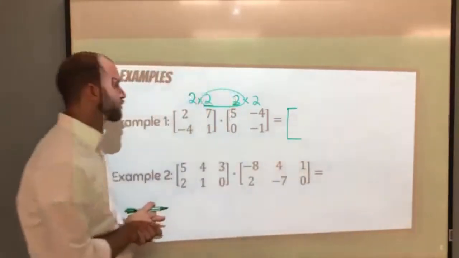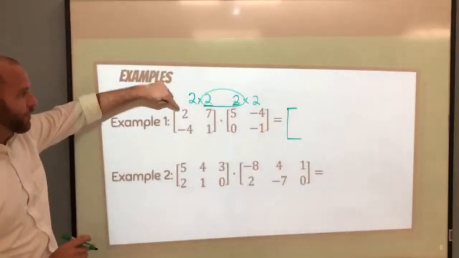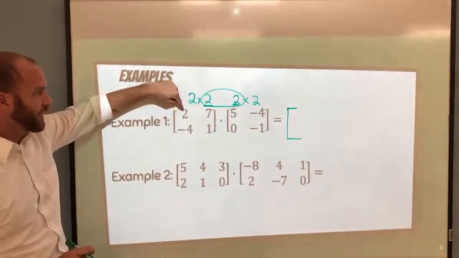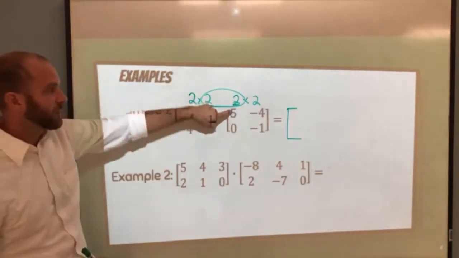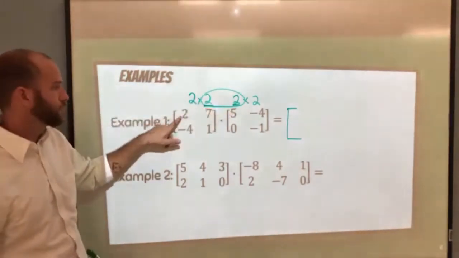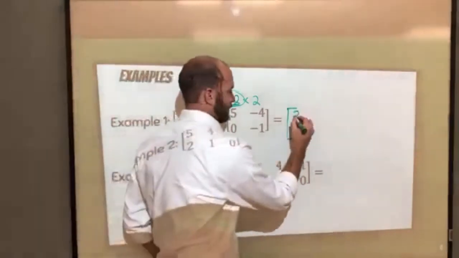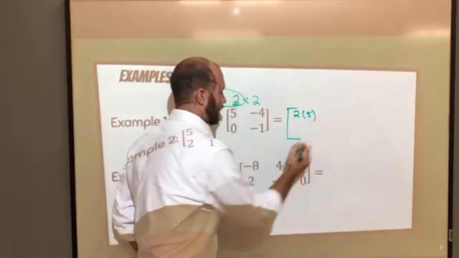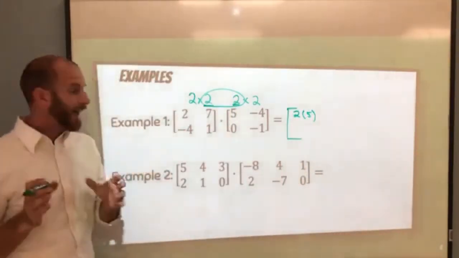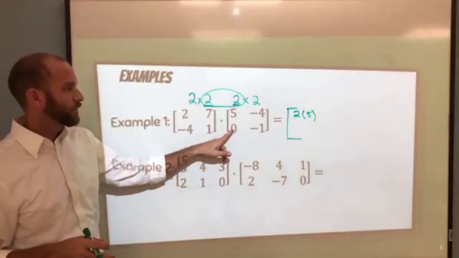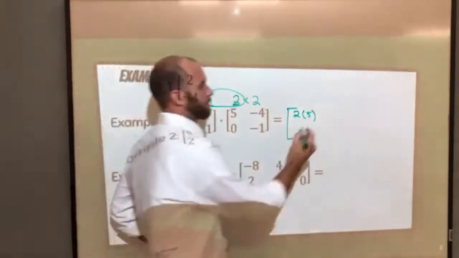We'll go ahead and make our new matrix bracket. We're going to start off by doing the first element in the first row by the first element in the first column. So we're going to do 2 times 5. And to that, again, we're going to add these together: 7 times 0, the second element times the second element.